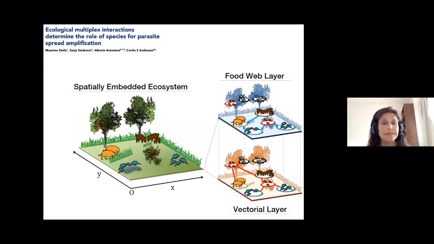So a multiplex network is an efficient way of representing systems in which species engage in multiple types of interactions. In the case of the Trypanosoma cruzi transmission network, we have a basal dispersal layer, that is the geographic position of each species in the environment. The trophic layer includes the predator-prey interactions. It is the food web layer. And the vectorial layer represents the interactions related to the vectorial transmission.